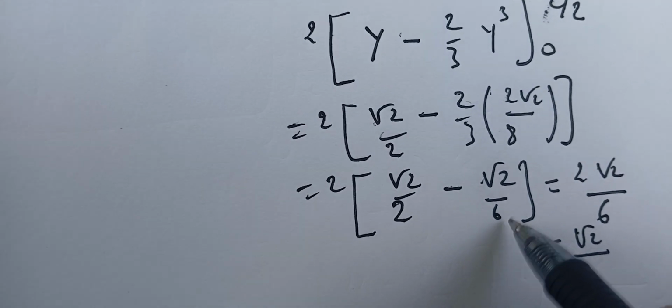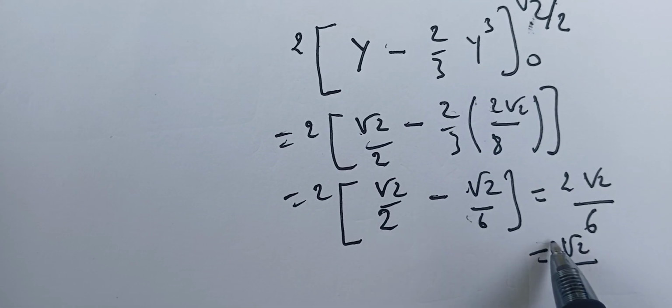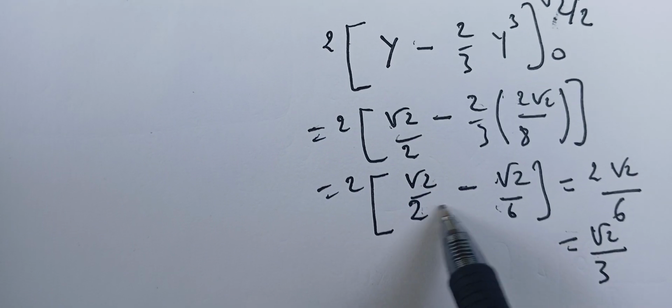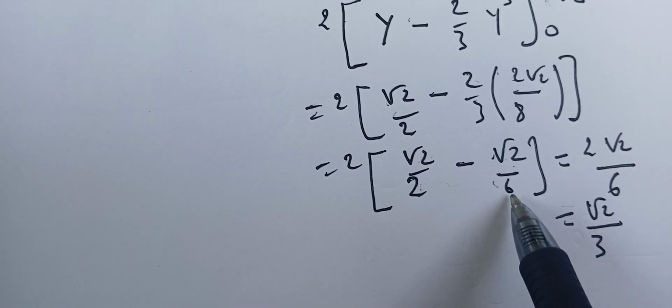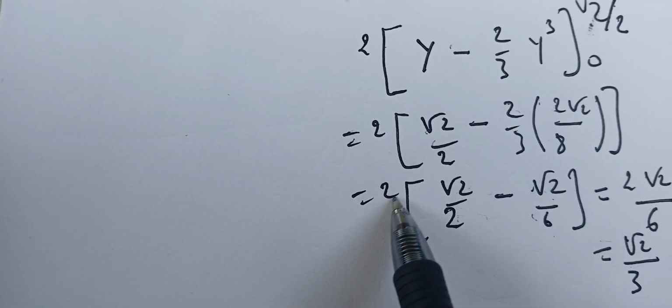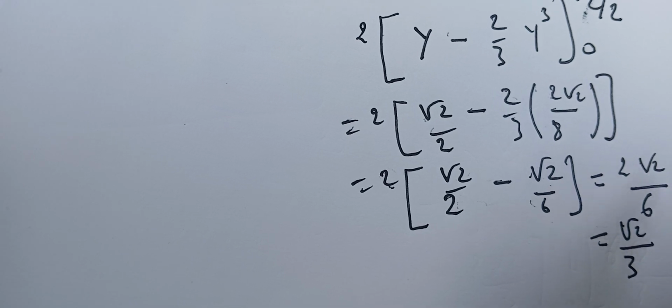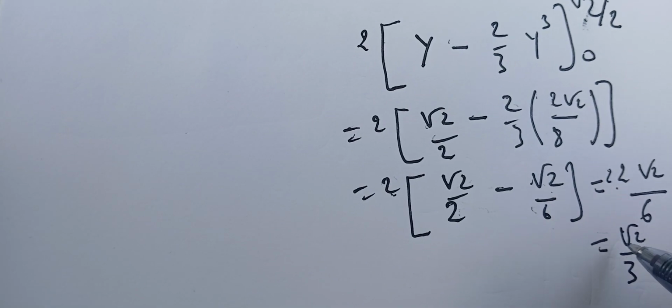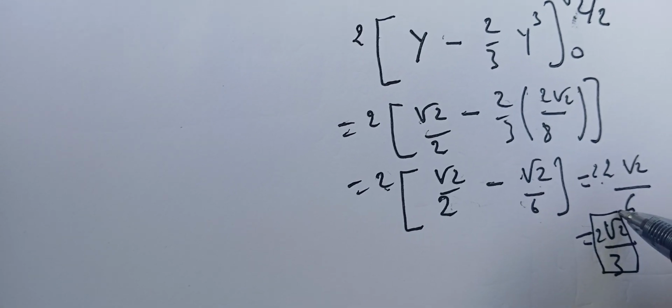I missed a 2. That's why I think I get something here. 2 square root of 2 over 2 minus square root of 2 over 6. Multiplying by 3 would give us 2. Yes, I needed 8 and these 2 here. So I missed these 2 here. That's why I get something. So here I need to multiply by 2. I get 2 square root of 2 over 3.